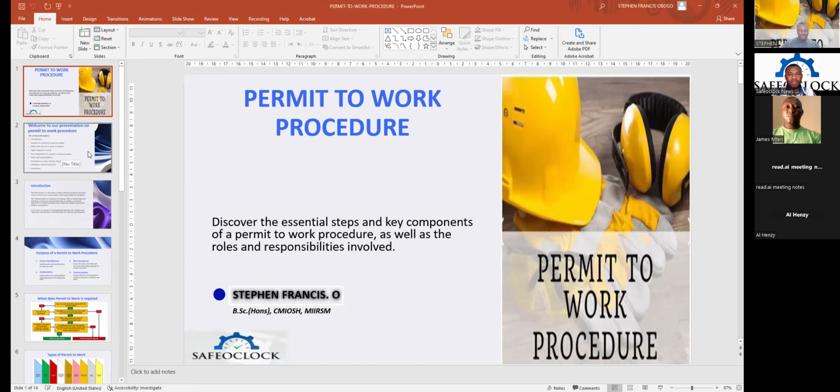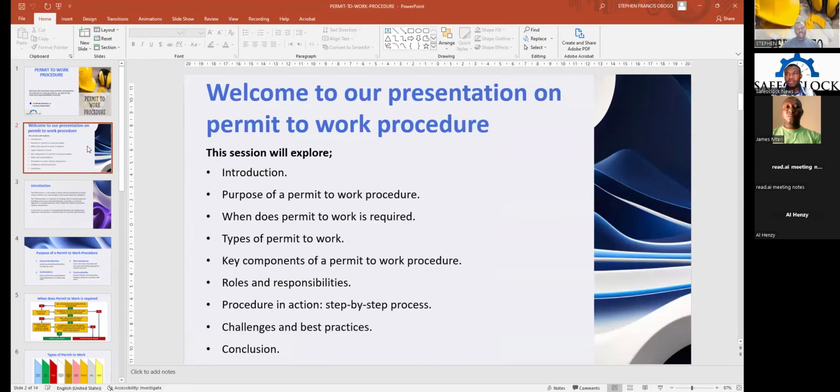Now, this presentation about permit to work is going to cover some certain areas. Okay, so we'll just briefly touch the introduction of permit to work system. Then we'll look at the purpose for a permit to work procedure. Why do we do such in the workplace? When is permit to work required? Because it is not all activity that requires permit to work procedure or system.